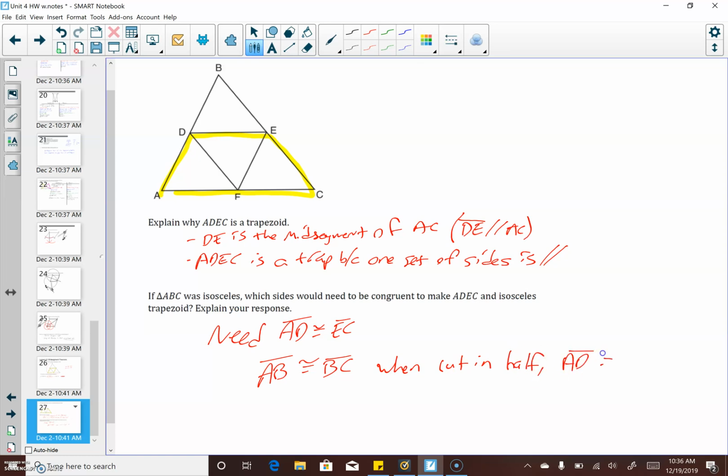AD would be congruent to EC. And that's how we're going to finish our homework for Unit 4.